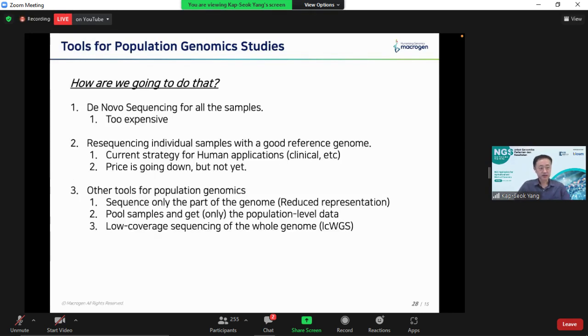So how are you going to do that? We can do the de novo sequence for all the samples that we are interested in, but it is too expensive and it'll take forever.